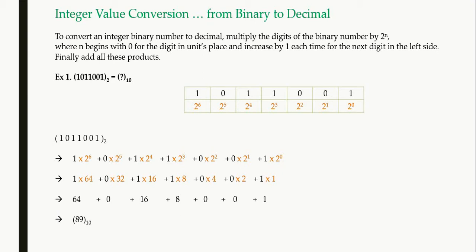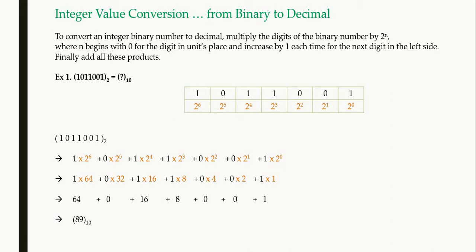To convert an integer binary number to decimal, multiply the digits of the binary number by 2 to the power n, where the digits are to be multiplied with 2 to the power 0 for the rightmost, and then increase the power by 1 each time the higher digit is taken. So look at the example that will explain it the best.